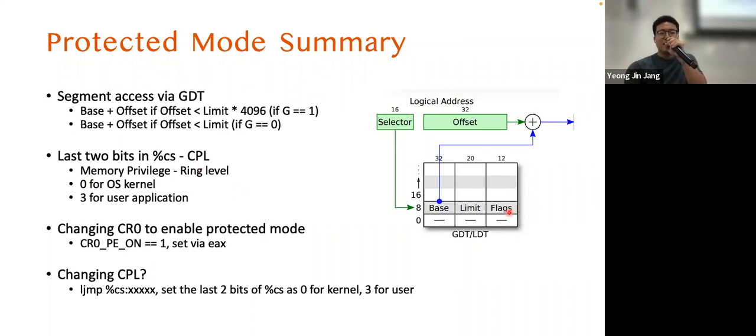The flag part of the global descriptor table can store the descriptor privilege level. We have 4 privilege levels, but we will only use 2 of them, 0 and 3. 0 means that the operating system has the full capability, and 3 means that it has a restricted capability. We can enable the protected mode by changing the CR0 register. To change the current privilege level, we need to use the long jump instruction, but we can switch from 0 to 3, but we cannot switch from 3 to 0.